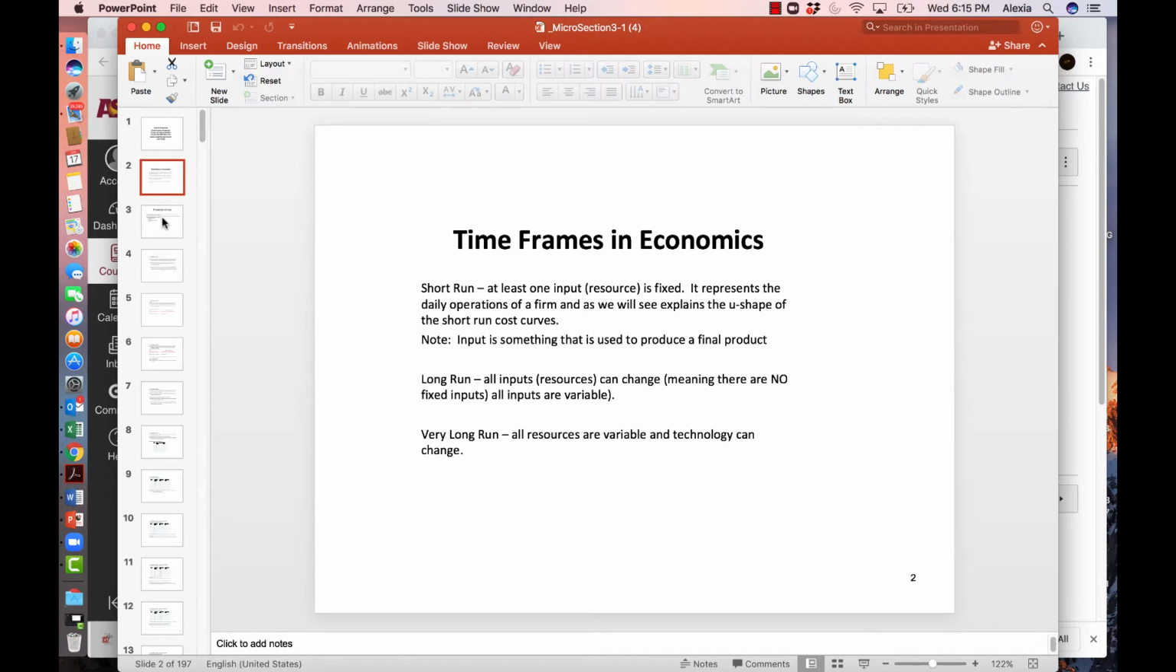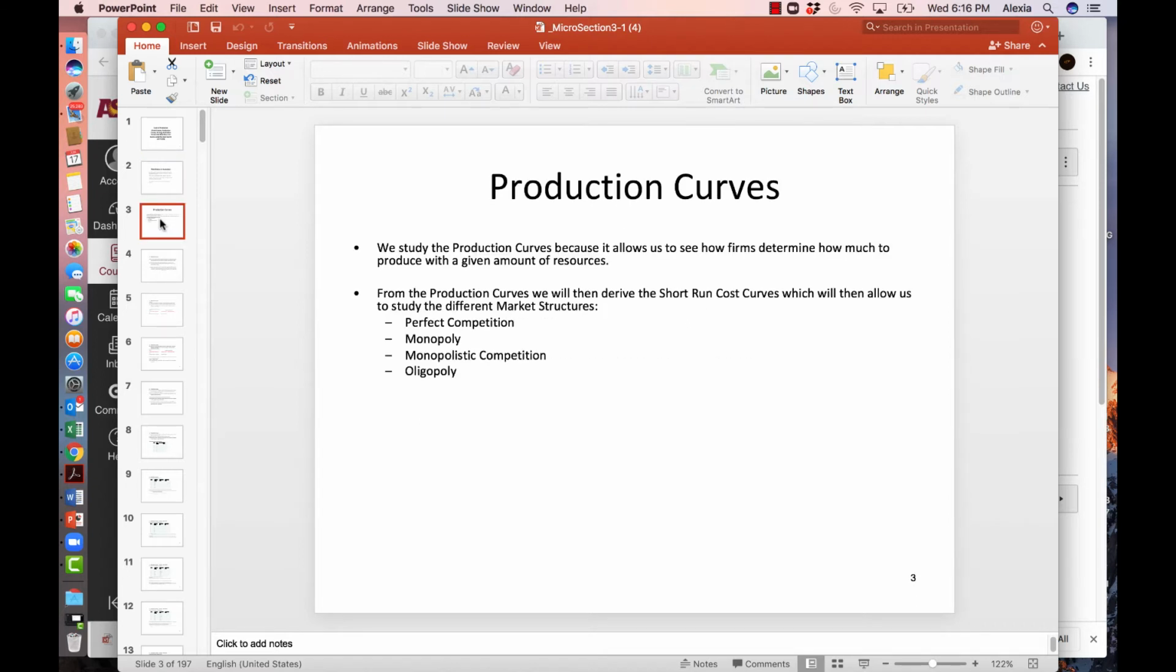All inputs are variable. And then we have our very long run, which is where we allow for not only our resources to change, but also technology to change. And given the world of today, with the technological advancements happening so quickly around us, companies need to be responsive and aware of what's going on in their short run, long run, and their very long run, if they're going to survive.